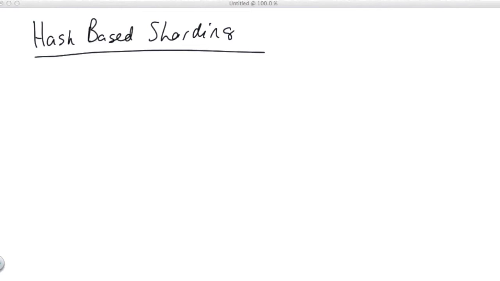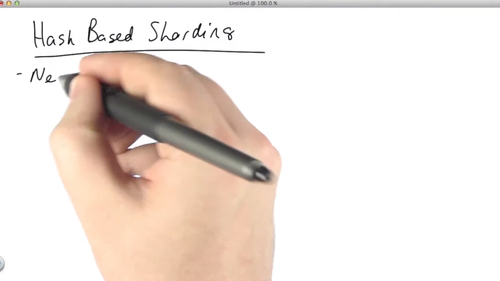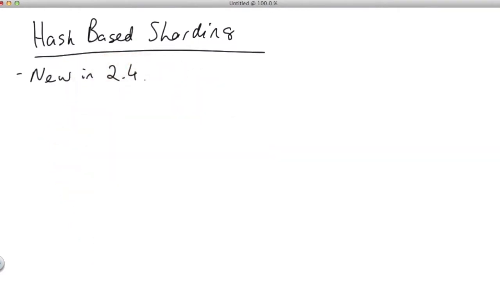So let's move on to hash-based sharding. Hash-based sharding was new in 2.4, so it's not available in the older versions. It was added in the 2.4 release. And in a lot of ways, it's like a MongoDB managed version of pre-splitting, right?